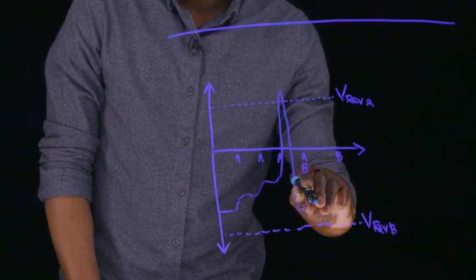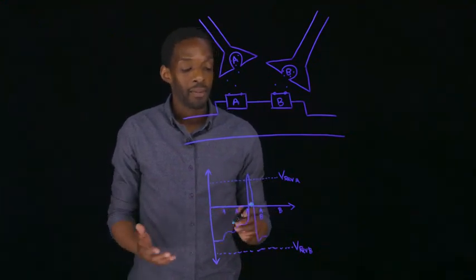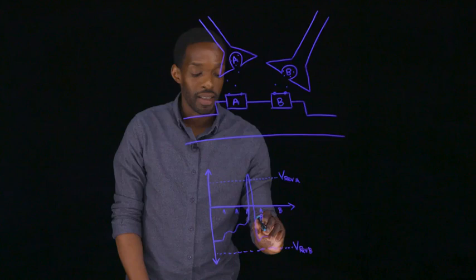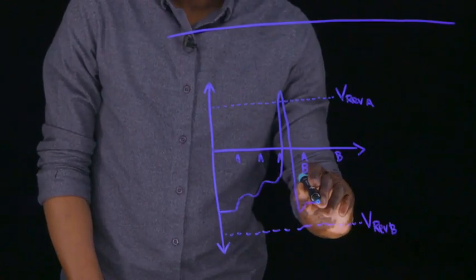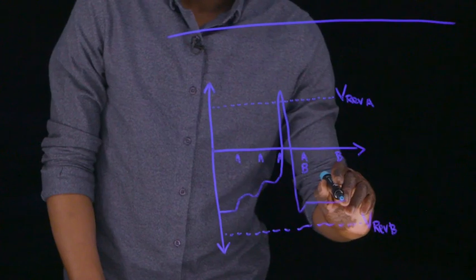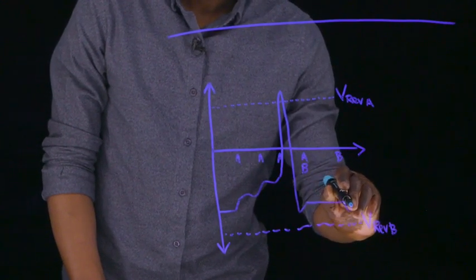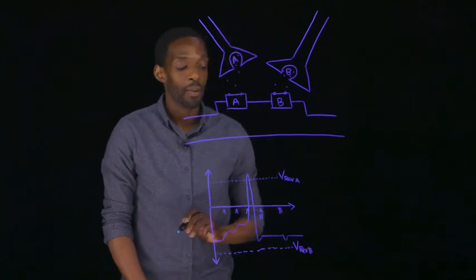If we assume that when both neuron A and B fire at the same time, their effects cancel each other out, there's no change in voltage at all. And when neuron B fires, we would move the voltage closer to the reversal potential for receptor B and have a brief hyperpolarization.